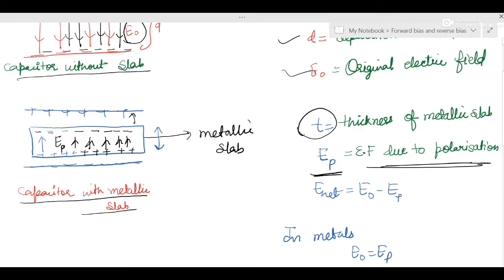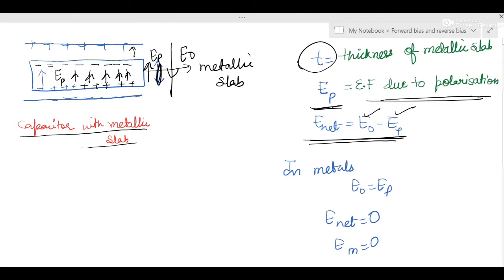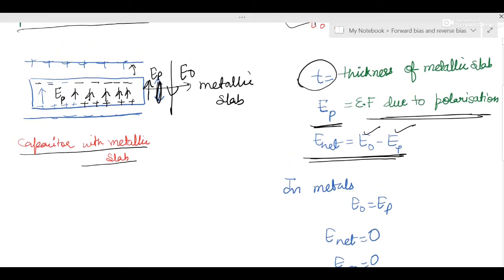So the induced electric field is opposite to original. Original is this, E0. Induced is this, EP. So how much is left? Left is E net, which is a subtraction of induced electric field and original electric field. Original minus induced, EP is induced electric field. In metals, the magnitude of induced electric field is equal to original electric field. So they both are equal.